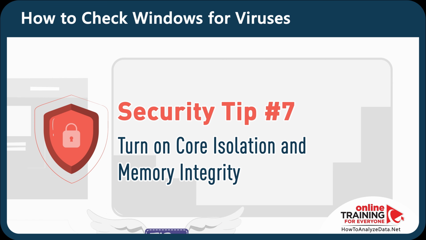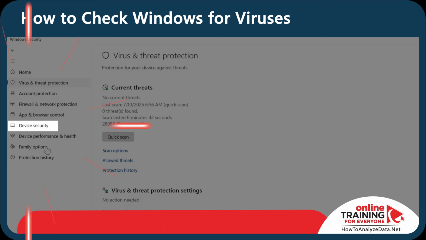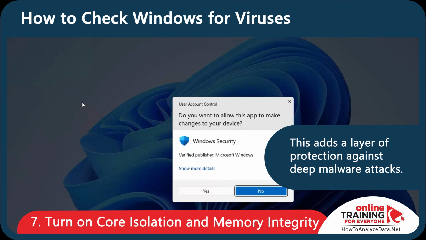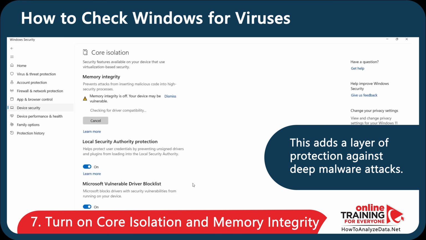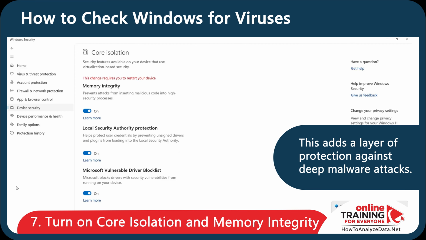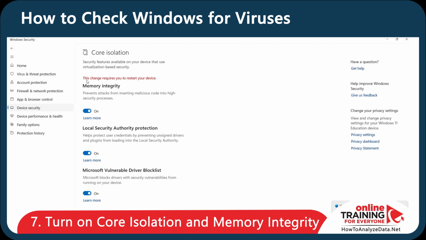Here's security tip number 7. You need to turn on Core Isolation and Memory Integrity. Navigate to Device Security, Core Isolation, and turn on Memory Integrity. This adds a layer of protection against deep malware attacks. This change may require you to restart your device. Once turned on, Core Isolation and Memory Integrity make it harder for malware to modify low-level system processes.